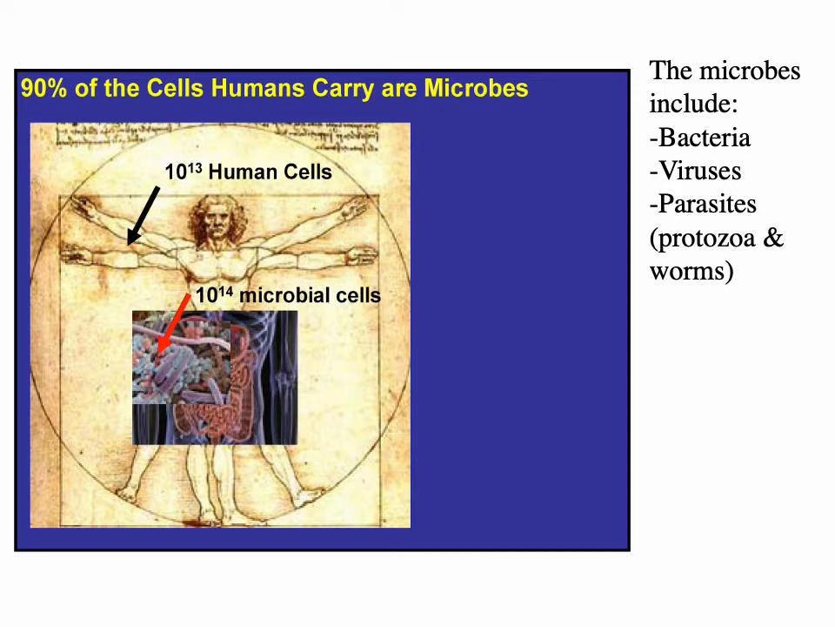So it's quite astonishing. We are a walking bank of microbes. These microbes include bacteria, viruses, and parasites. Parasites include the protozoa and worms. Many of these microbes are sort of part of our body system.